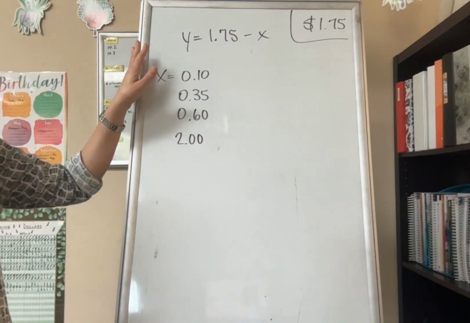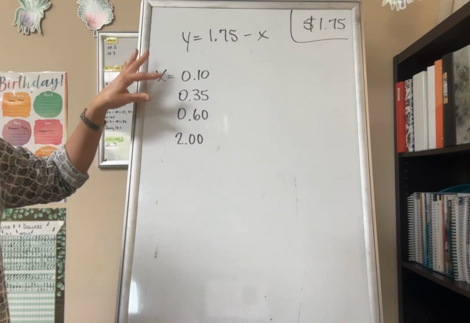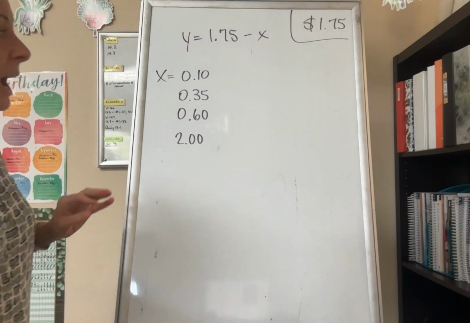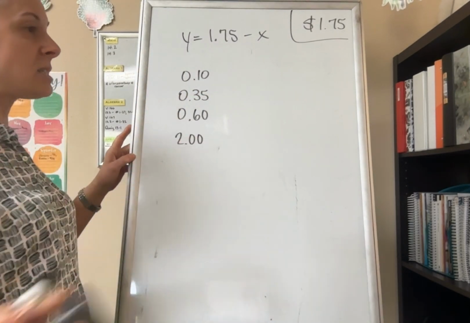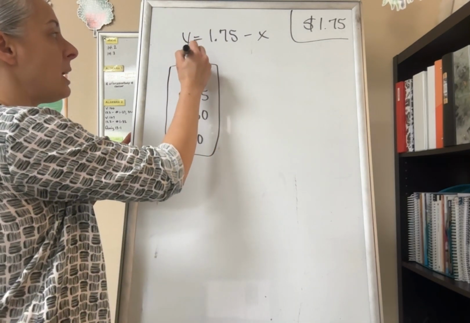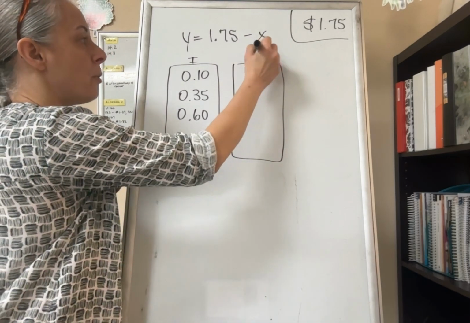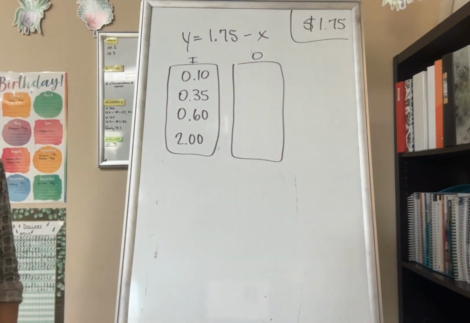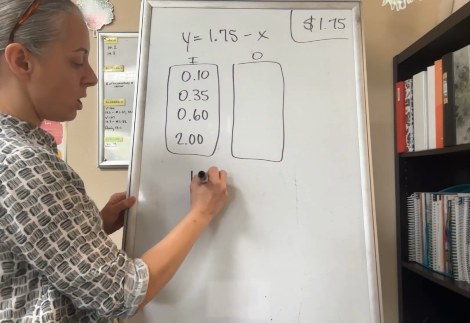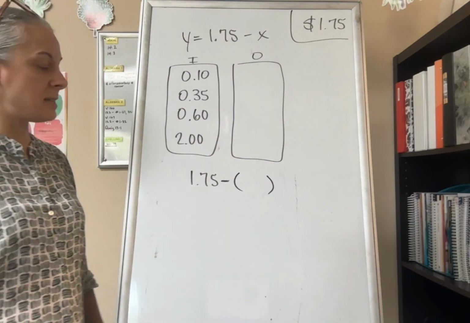So do you see at the end of the word problem where it says when X equals, and do you see these 4 amounts? Okay, I'm going to write it like this because this is how we've been looking at it and it makes sense to us. These are our input values. Now let's figure out what the output is going to be. Okay, so I'm going to take my function rule, 1.75 minus whatever X is.